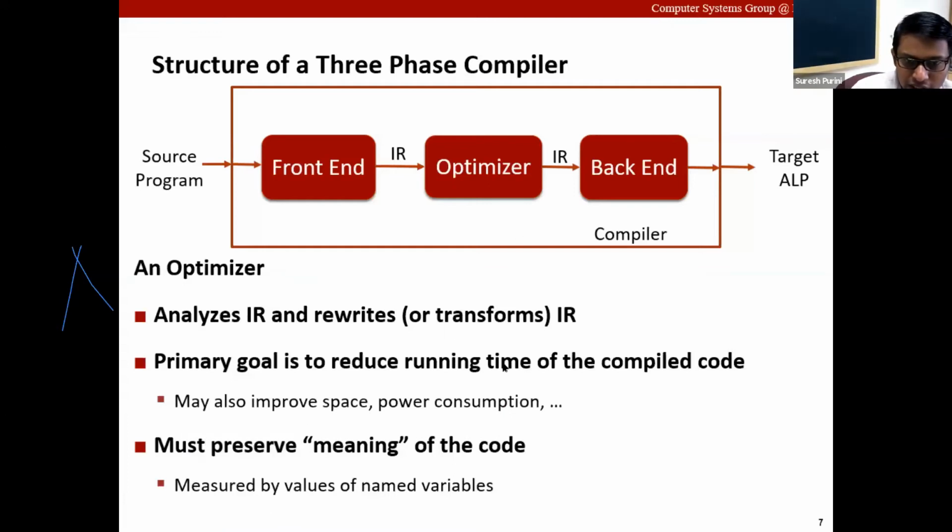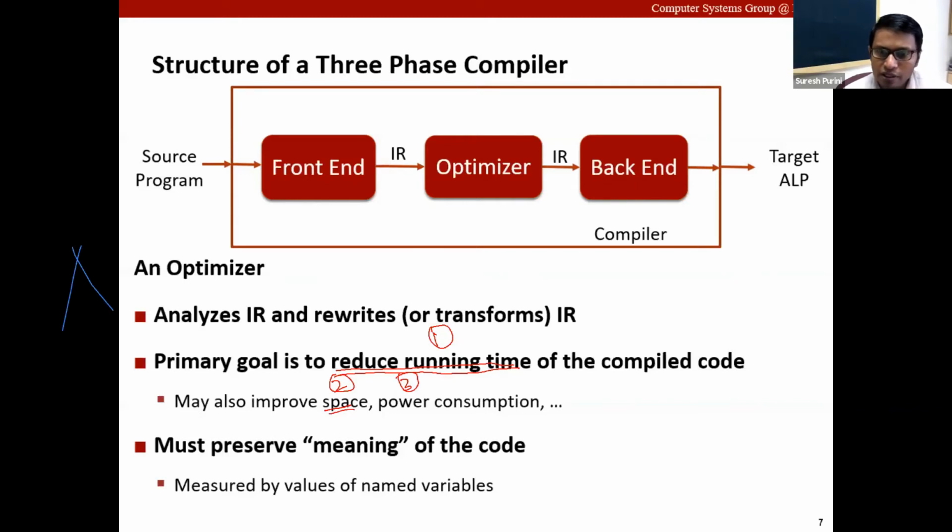The primary goal is reducing the running time of the compiled code. We want the program to run fast. That is the first goal. When you are generating code targeting embedded systems, the size of the generated code also becomes important, so space. Similarly, the power consumed when the program gets executed also becomes important. These are the three prime driving factors, but the dominant one is the first.